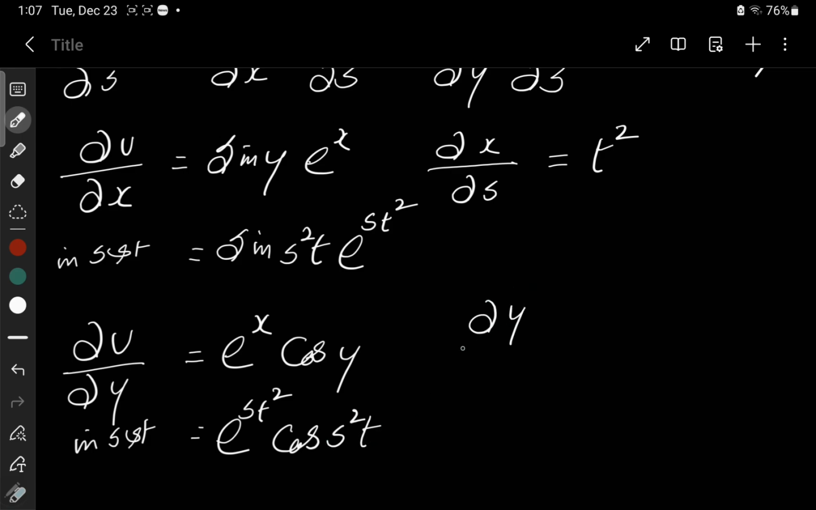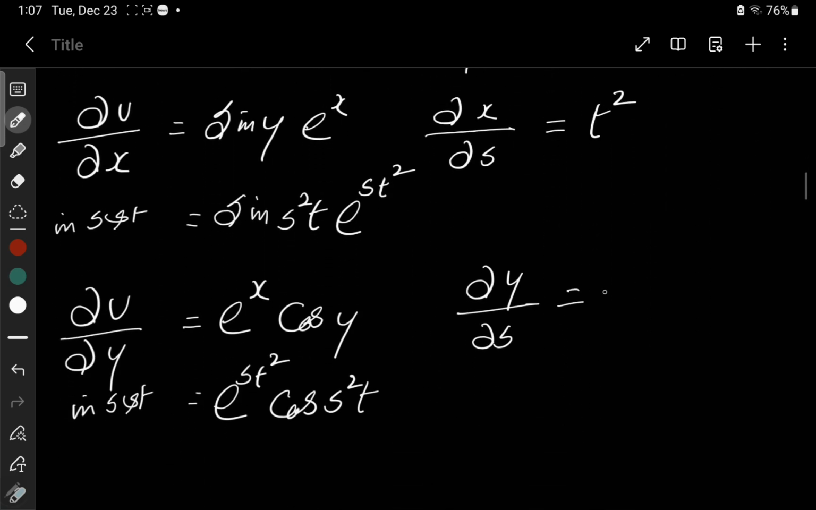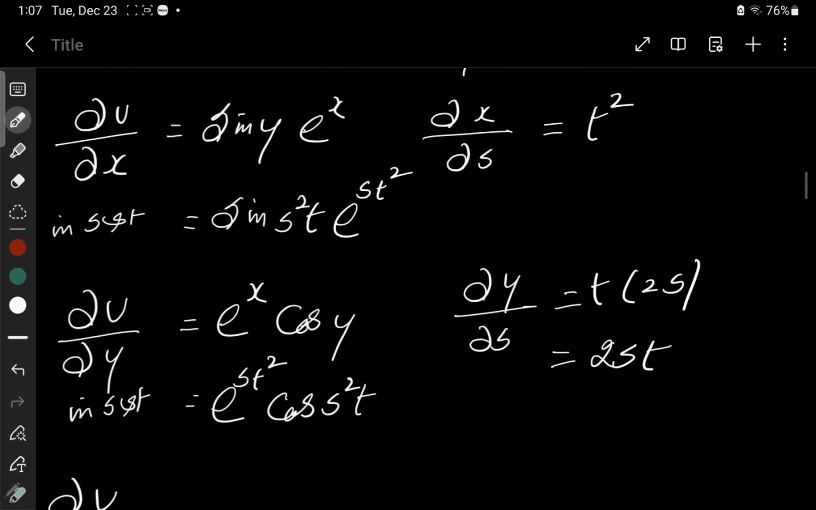Then ∂y/∂s. What is y here? y is equal to s²t. t is constant. If you differentiate s, you will get 2s, so 2st. That's all. Now substitute here ∂u/∂s is equal to, first you substitute in terms of x and y.